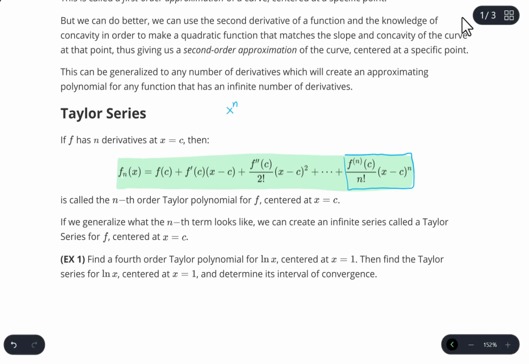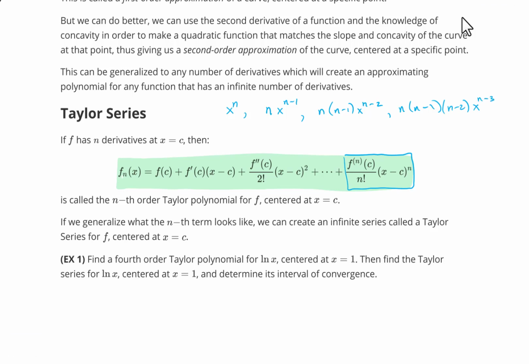x to the n, for instance, and you take a derivative of it, so I take the first derivative, then it would be n times x to the n minus 1. And then if I take a second derivative, then it would be n times n minus 1 x to the n minus 2. And if I take a third derivative, it would be n times n minus 1 times n minus 2 x to the n minus 3. So these successive derivatives result in multipliers like this.